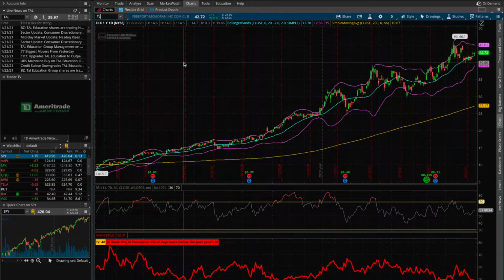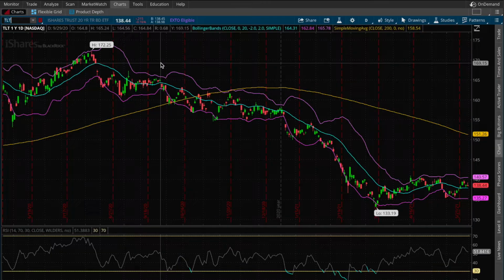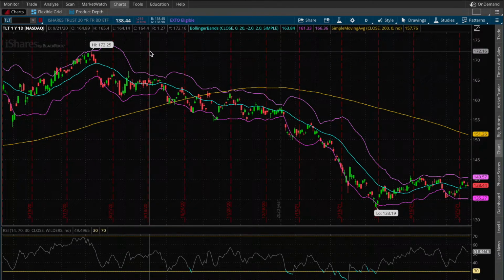Well, let's go to the TLT chart now. And this is an ETF that tracks 20-year U.S. Treasury Bonds. Basically, they're just long-term bonds issued by the U.S. government, and they're directly tied to U.S. interest rates. And this is where things can definitely get a bit more complicated, but I'll try to summarize it here in a very basic fashion.